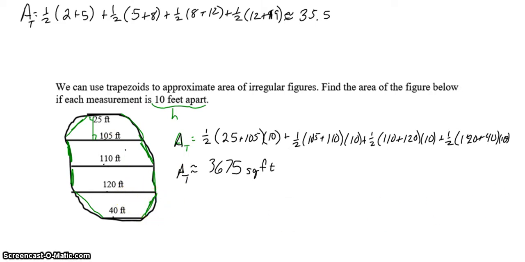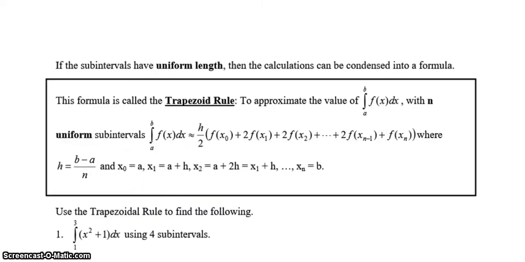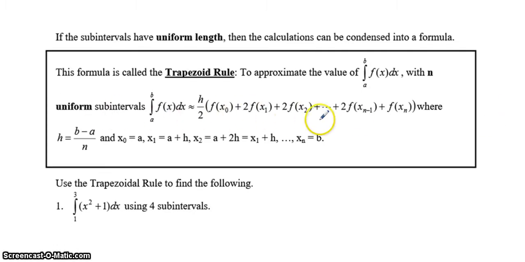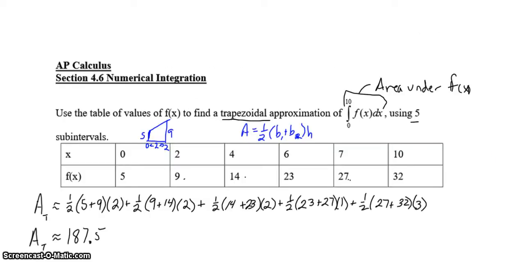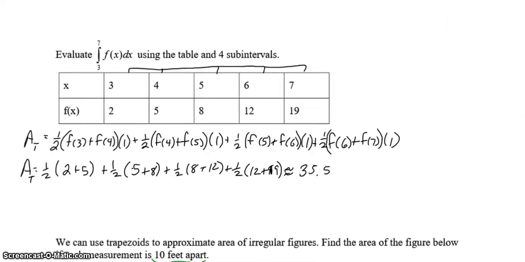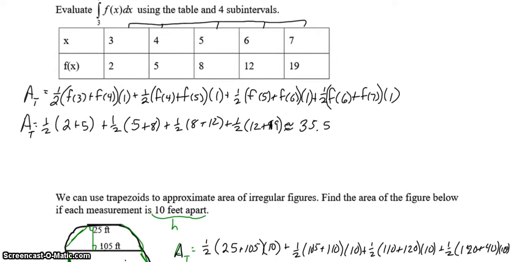Okay, so let's take a look at, we do have a rule, the trapezoidal rule. And wait, what is going on with this? Okay, I know this looks a little strange writing it, but let's go back to that second example. This is why I wrote it out. Notice. So, half times the height. There's your half, there's your height.